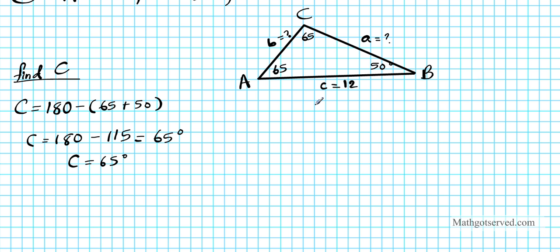Okay, so we can either figure out A or B first. It doesn't really matter. How about we figure out side A? Okay, so let's find A. So to find A, we're going to use law of sines. Well, why can we use law of sines now? We can use law of sines now because we have a pair, a side measure and the angle opposite the side. So we can use law of sines to find the missing side.